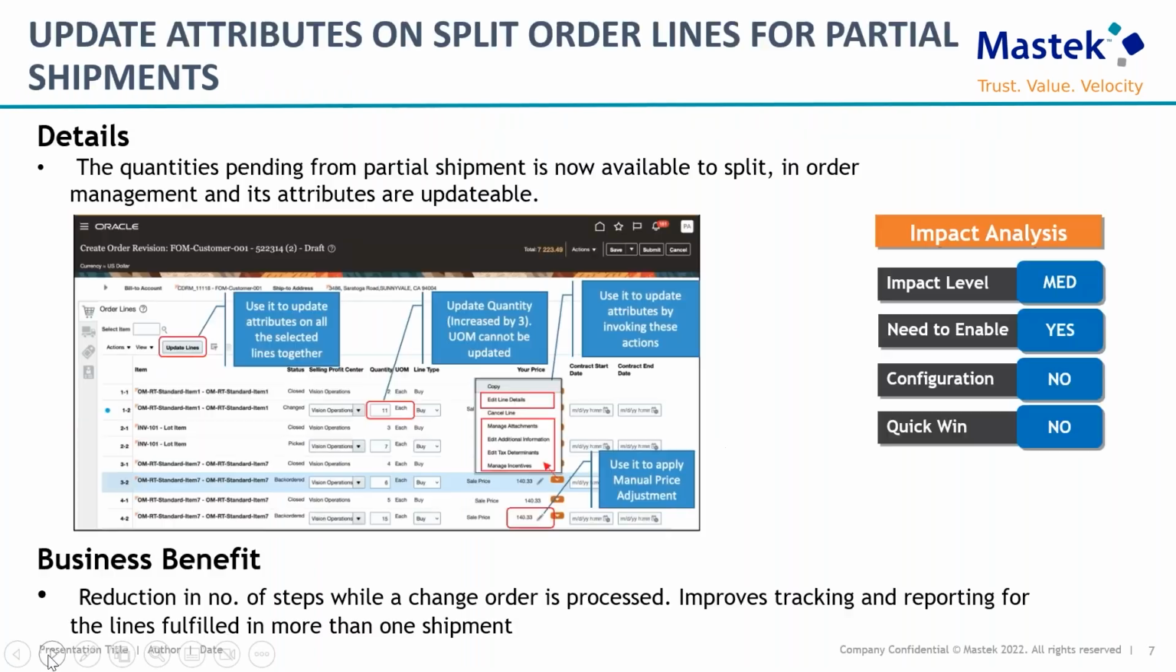The first is updates on attributes on split order lines for partial shipments. What this basically means is that when the shipment lines are distributed or partially split between the orders, automatically the other attributes will be updatable and will be able to split the lines automatically. The business benefit that organizations may have is a reduction in the steps of the order that will be processed, and an improvement in tracking and reporting for fulfilling the lines in an order for more than one shipment.